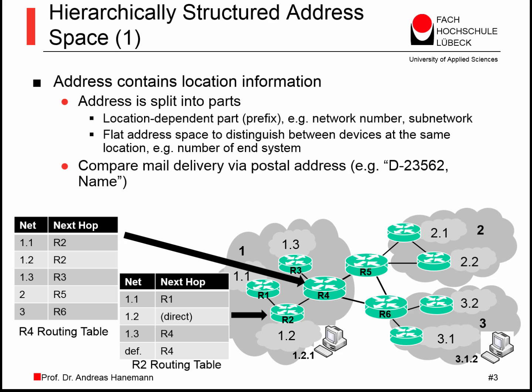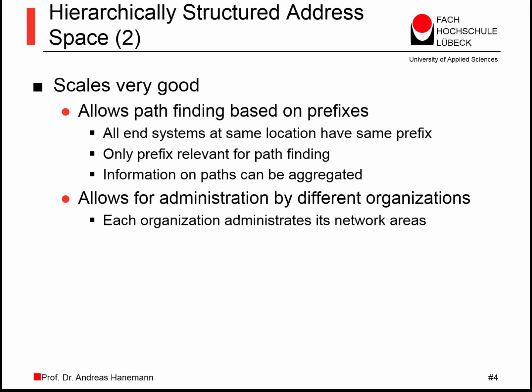In the figure, we see an example of networks and the routing tables of two intermediate systems are shown. Router 4 only knows that it has to forward data to routers 5 and 6 to reach the networks 2 and 3. But it does not have to know the details of subnetworks within networks 2 and 3. So, for example, it is unknown that there is a subnetwork 3.1 and an end system 3.1.2. This method scales very well.